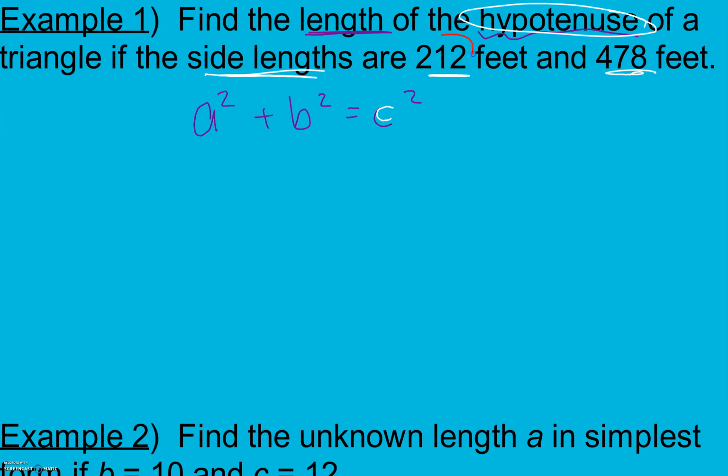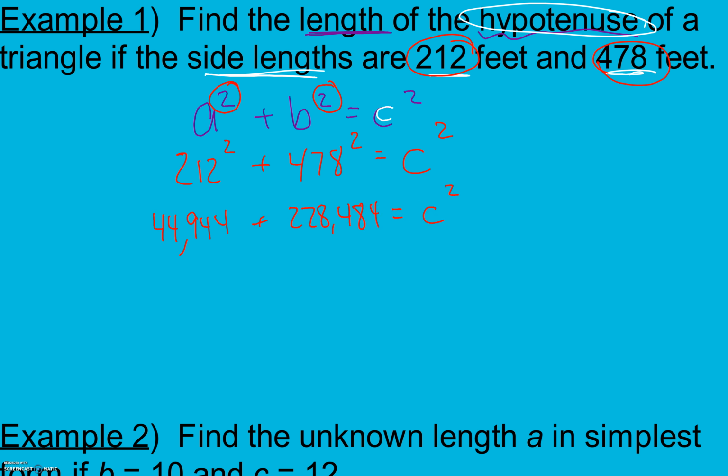So for A, I'm going to plug in 212. Don't forget we have to square it. And for B, I'm going to plug in 478. And again, don't forget we have to square it. Now to simplify here, I can take 212 and square it, and then I can take 478 and square it. For 212, I get 44,944. And 478 squared is 228,484.